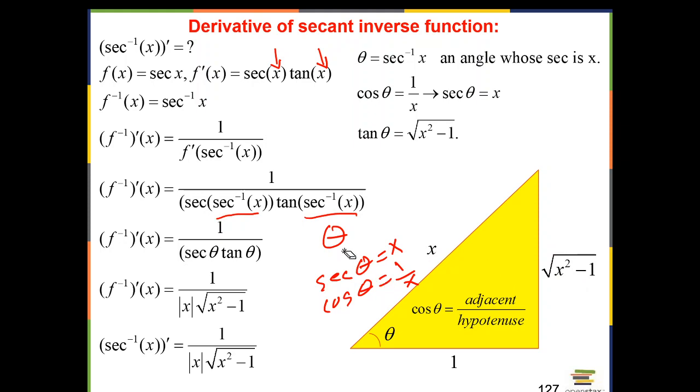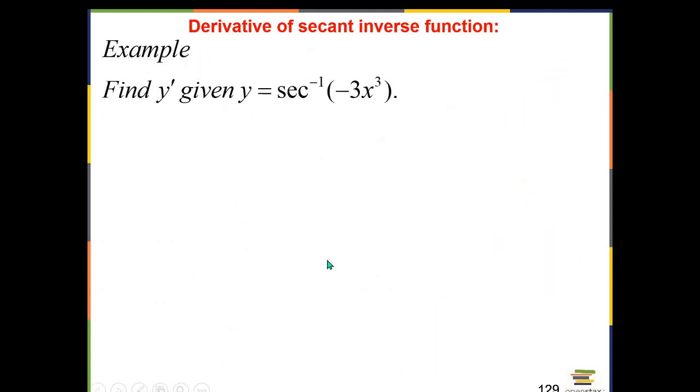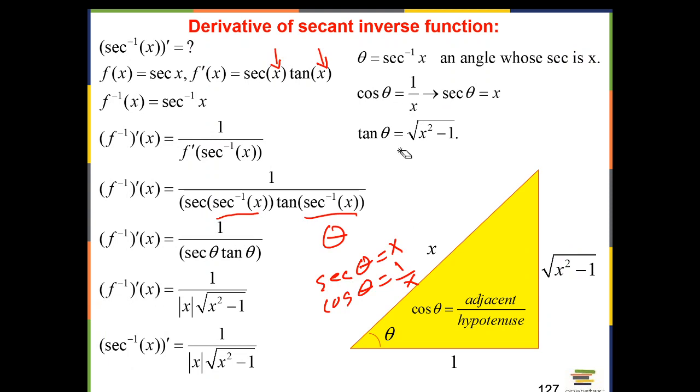And now we're going to, again, do the same thing. Let me go back. There you go. So I'm going to do the same thing here. So I'm going to think of secant inverse as theta. So we substitute theta. And now we're looking for secant theta, tangent theta. We know secant theta is x, and tangent theta is what? Opposite over adjacent. So tangent is the square root of x squared minus 1.